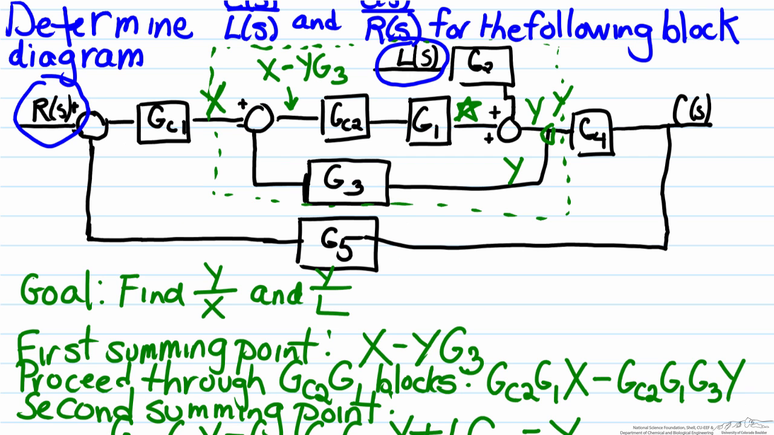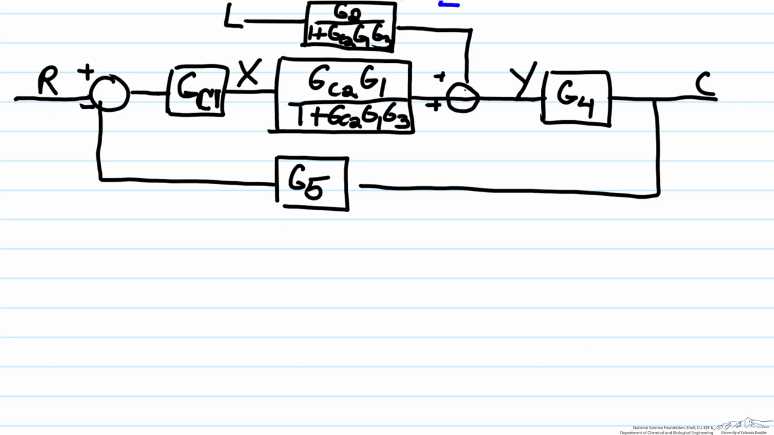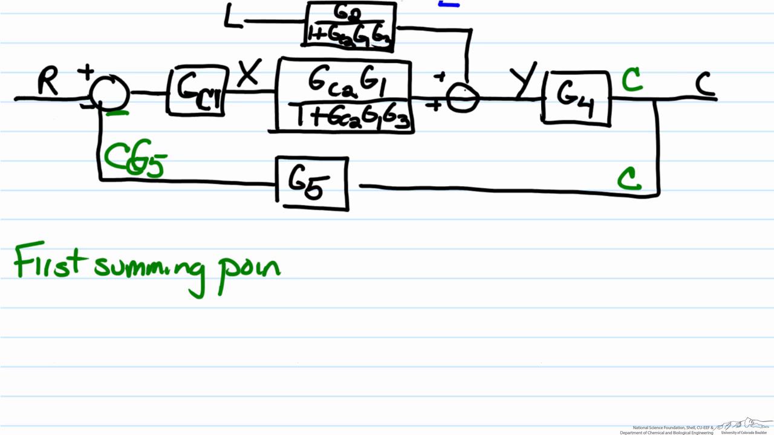What we'll now do is redraw our block diagram to show what this compression has done. Now we will use the exact same method as we did before in order to determine the transfer functions, which were C over R and C over L. Starting the exact same way, moving from left to right with our summing point, which is right here, we once again have the branch point here, which shows where everything there is C. Coming out of this block will be C times G5. So our first summing point will be R minus C times G5.